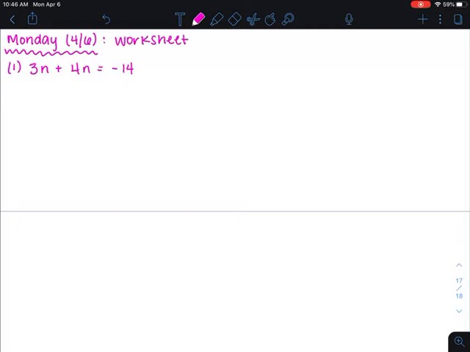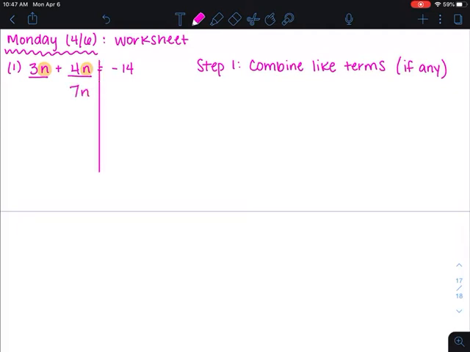So this is just a quick review of the equations that we have learned. Alrighty, so for number 1, this is coming from your worksheet, so you already have the answer for number 1 after we do this. So first and foremost, step 1, combine like terms, if any. So here I have the variable n on both of those terms. So I'm going to combine these two terms, and 3n plus 4n becomes 7n.